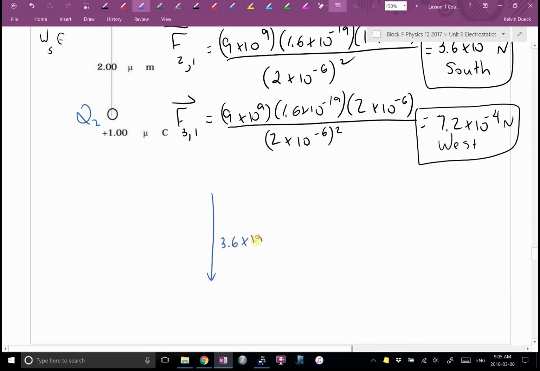3.6 times 10 to the negative 4. Yeah, about twice as long. That should be dead horizontal. I suck at drawing these, obviously. 7.2 times 10 to the negative 4. And the resultant is always from the tail of the first. There is my net force.